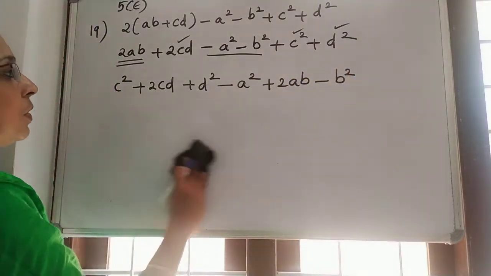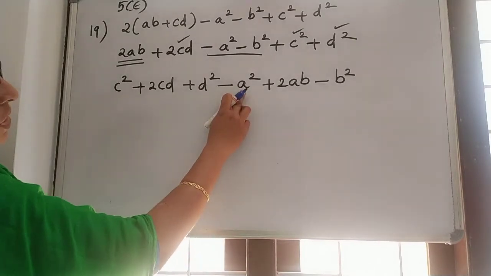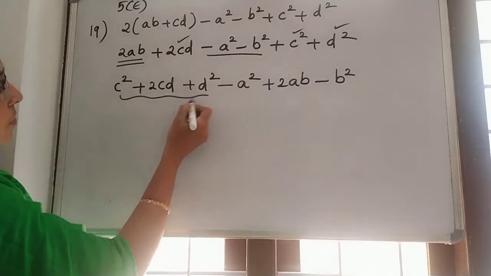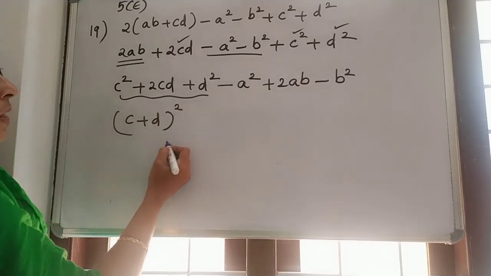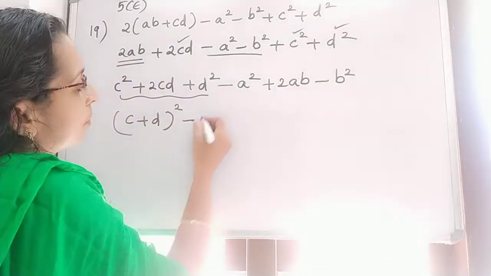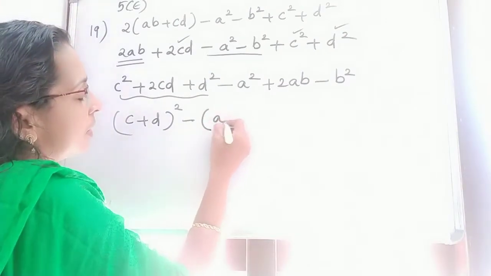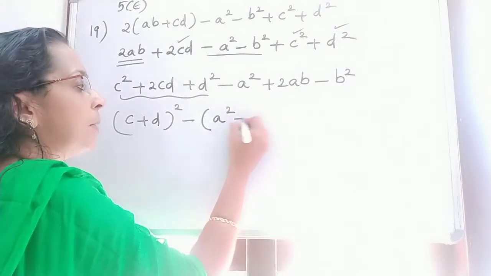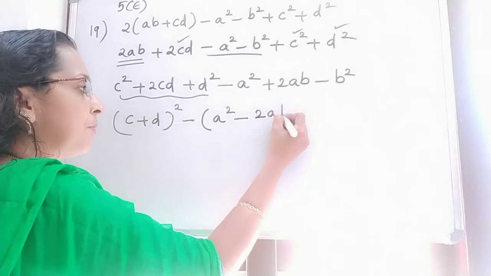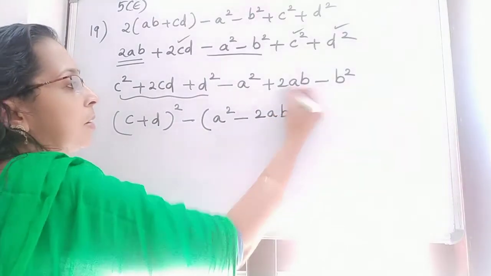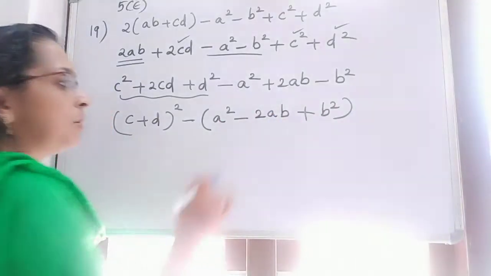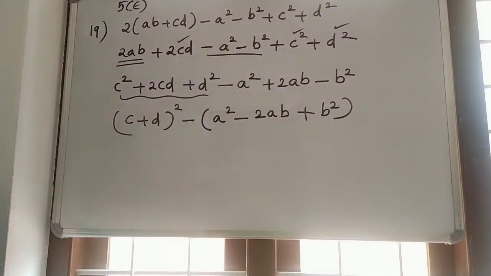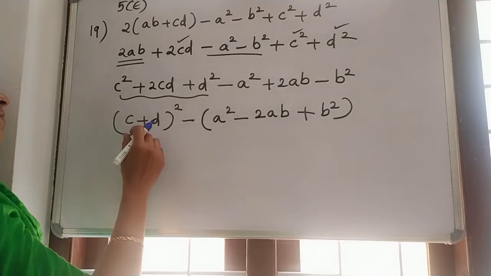Okay, so if we take one minus here, this can be expressed as what? C plus d the whole square. Then if we take one minus, it will be what? Minus common means remaining a square. This plus will become minus 2ab. Minus will become plus b square. This is in the form of a plus b whole square. So, replace this as a plus b whole square.